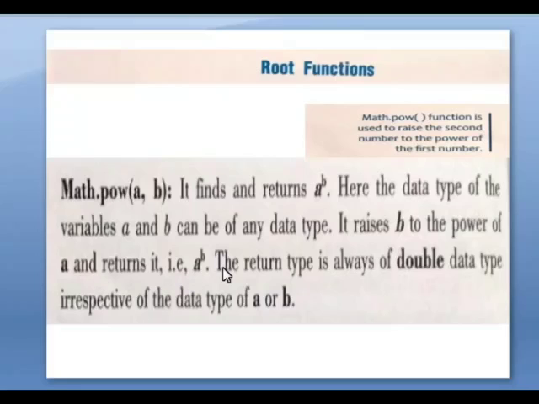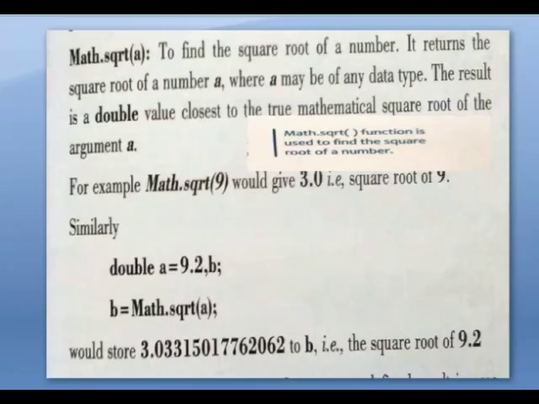Okay. So this is the power function. Next is the root function, Math.sqrt of a. Sqrt means to find the square root of any number. We have to use this function Math.sqrt. If you are going to find the square root of 4, it is Math.sqrt of 4.